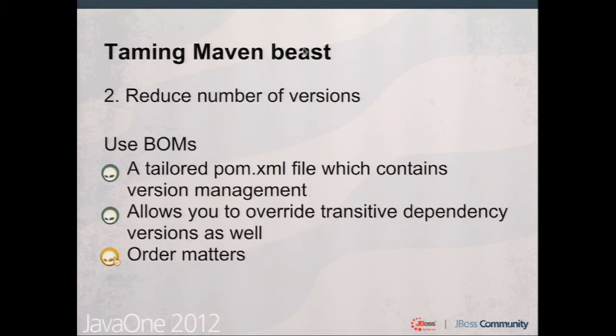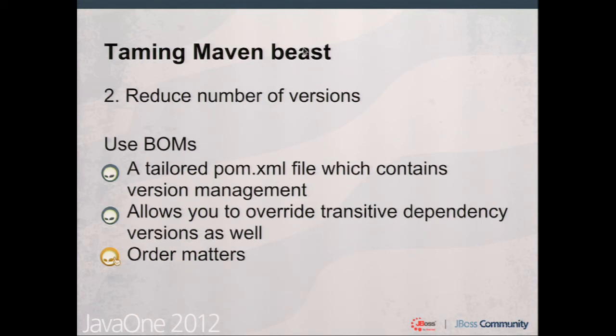There's another way to reduce the number of versions. That is, you find a BOM file. A BOM file is basically a bill of materials, which means a file which contains a stack of dependencies combined together. So somebody else already tested the versions together, and you don't have to include the dependencies in the BOM file. You include the BOM file only, and it will manage the versions for you. So that will make your dependency management in Maven much simpler.